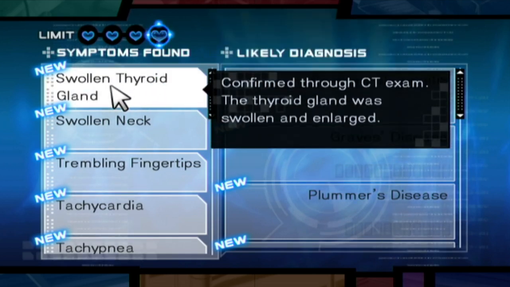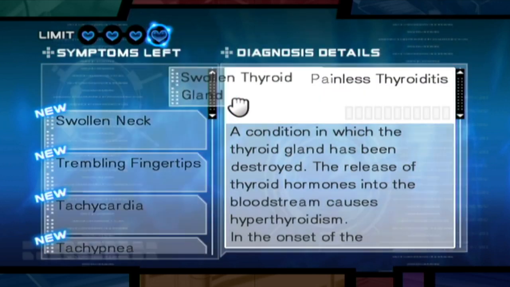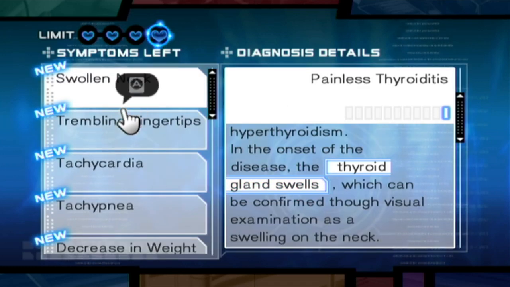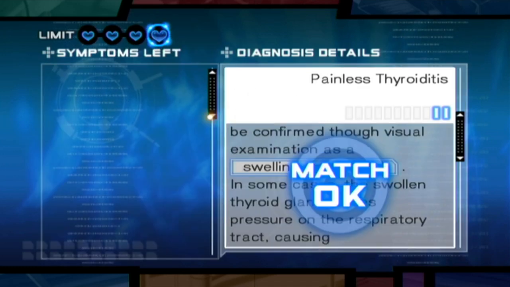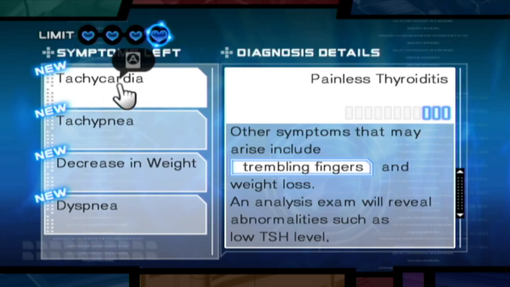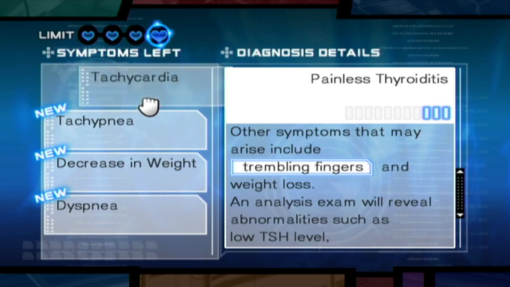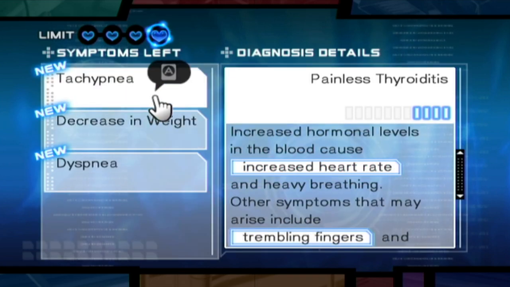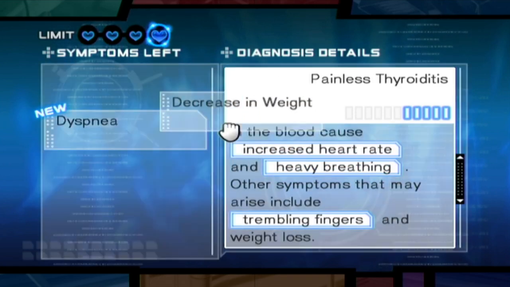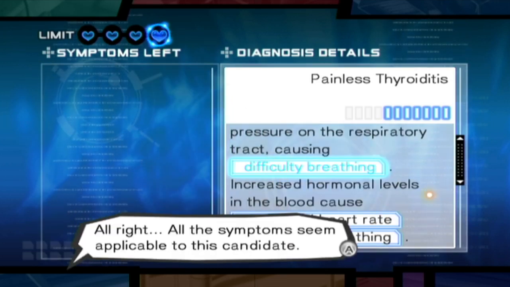How do I select it though? Do I do that? There we go. That is how I do it. Tachycardia. I believe all of them count. Yeah. Alright. All the symptoms seem applicable to this candidate.